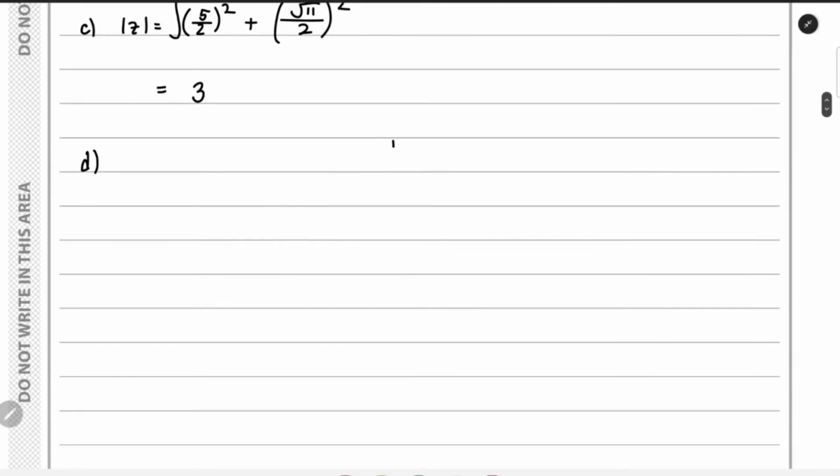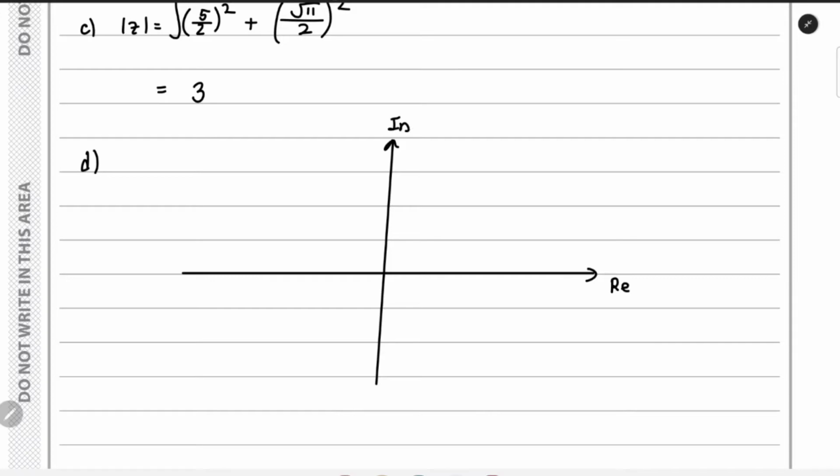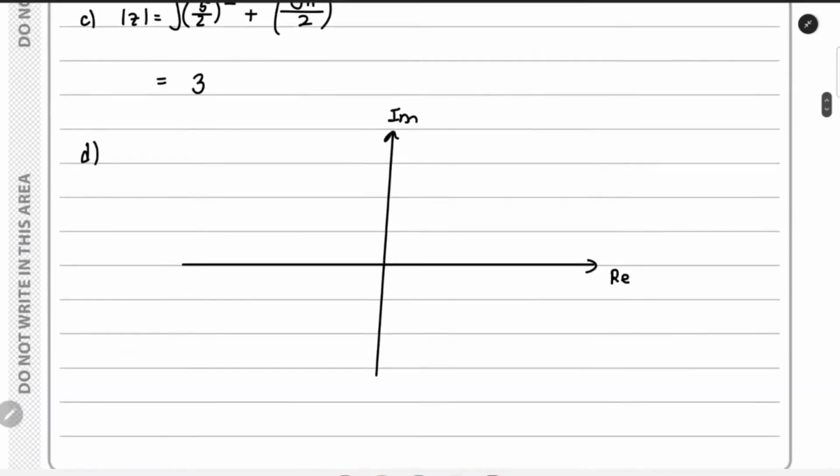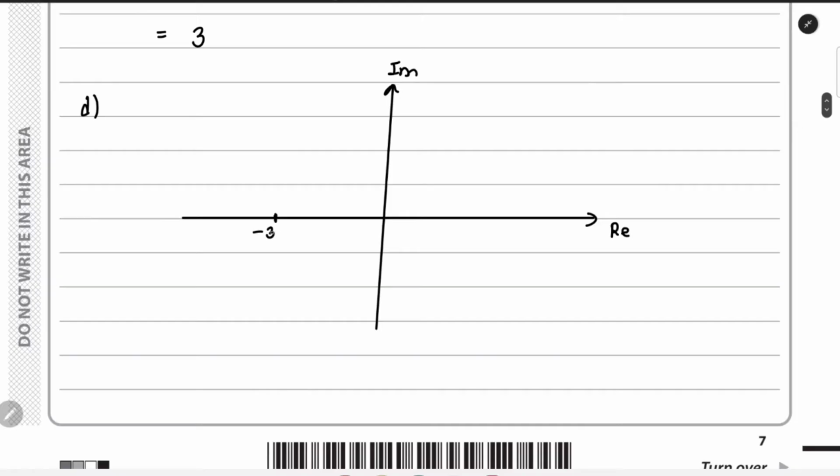Now for part D, we have to show the roots, all 3 roots on an Argand diagram. If I draw that, so I'll draw the axis at first. This is the real axis, the imaginary axis. The real root over here is minus 3. So this is the real root. So from the origin up to here.